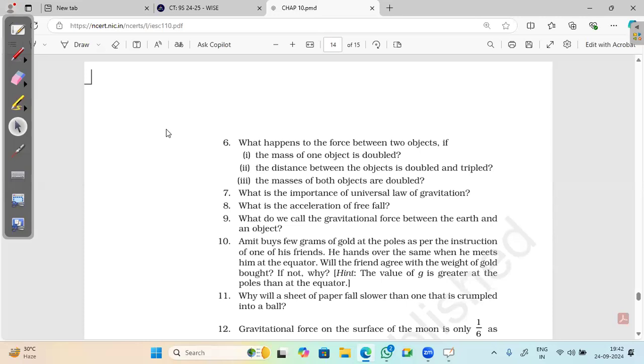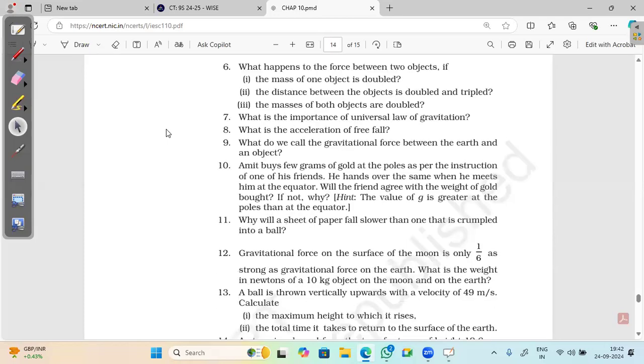Then the second one: the distance between the objects is doubled and tripled. So we have to split this into two. The first part will be double, so it will become 1 by 4 times the force. And for triple, it will become 1 by 9 times the force. Yes, if it is doubled, the force becomes 1 by 4 times, and if it's tripled, 1 by 9 times the force. So that's correct.